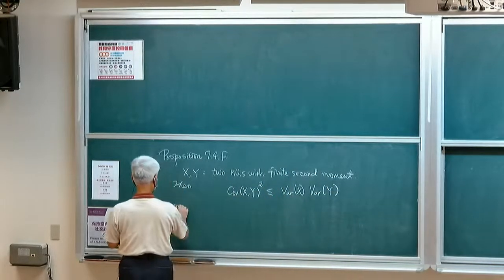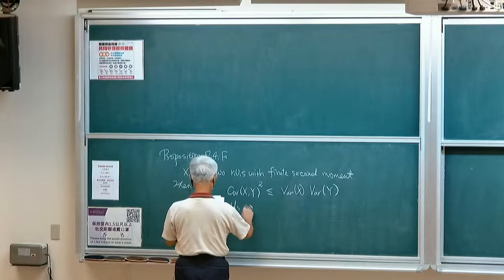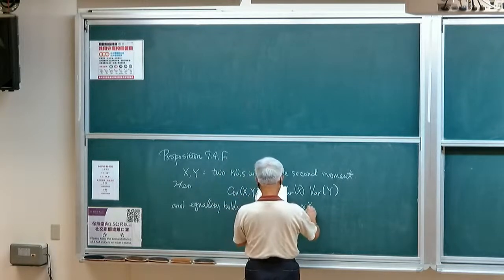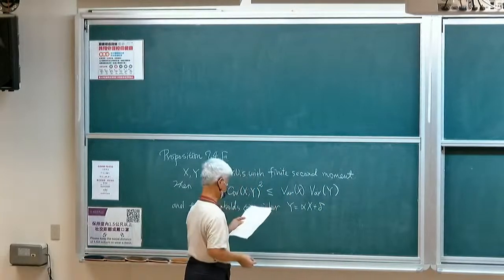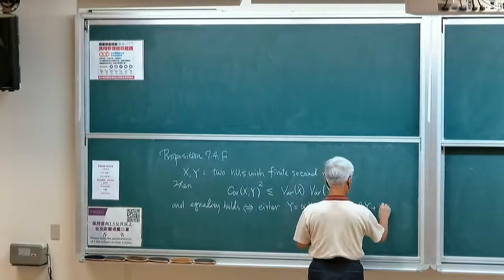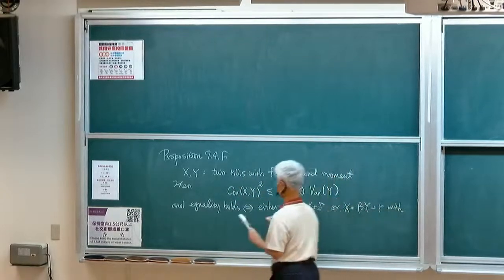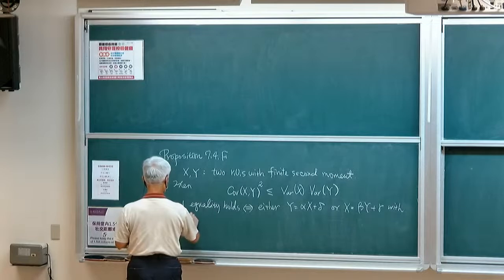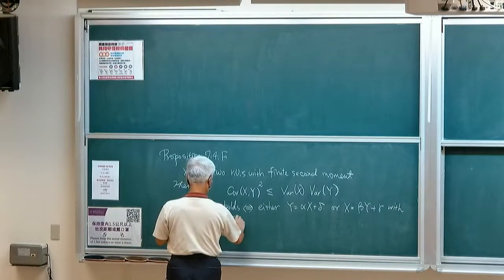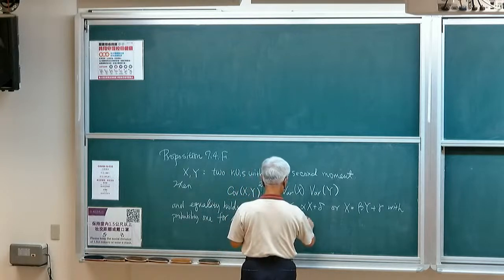And equality holds if and only if either Y is a linear function of X or X is a linear function of Y with probability 1, for some constants alpha, beta, gamma, and delta.